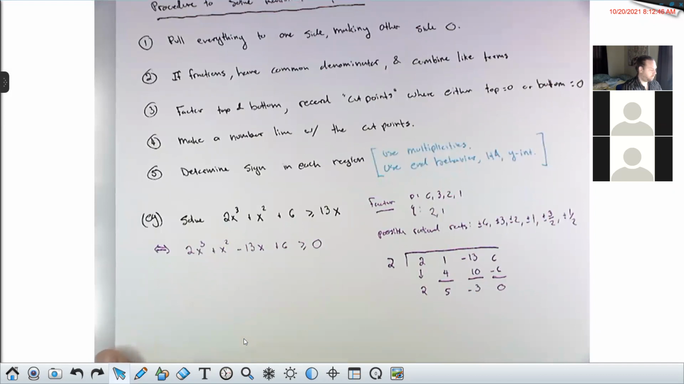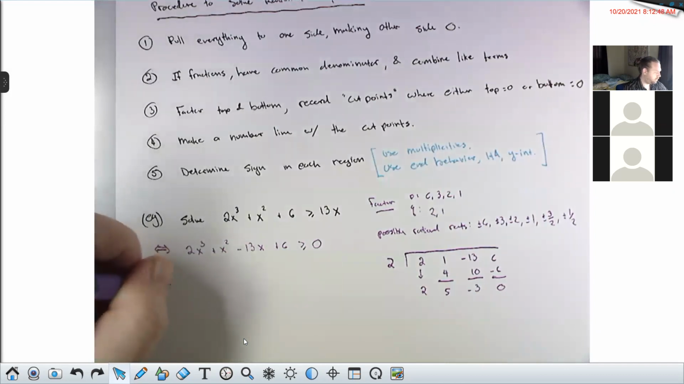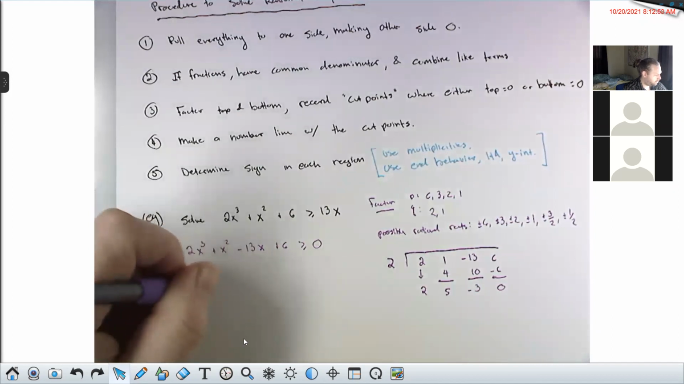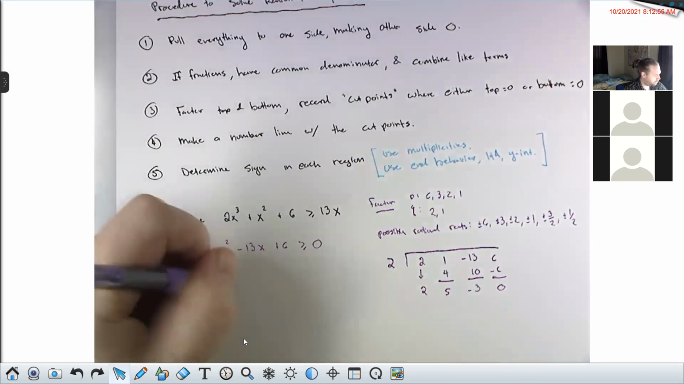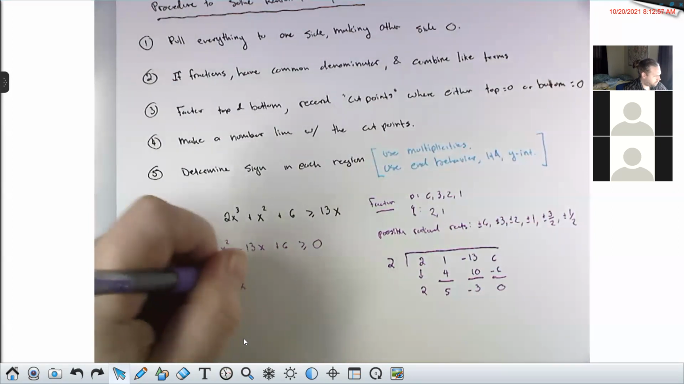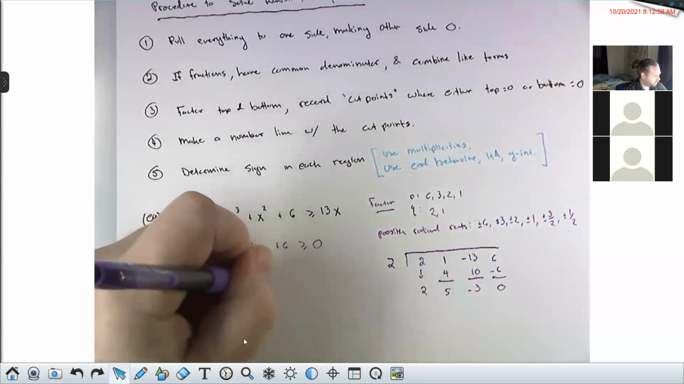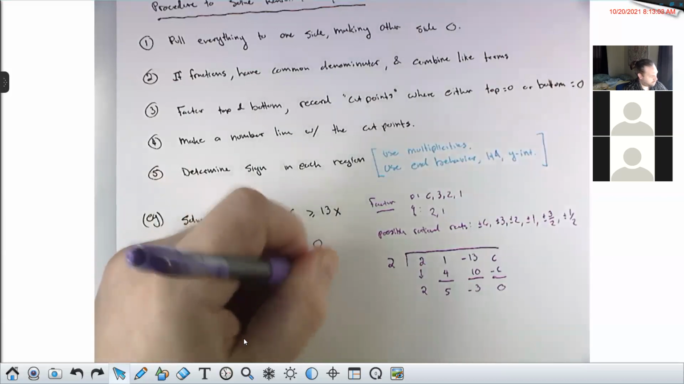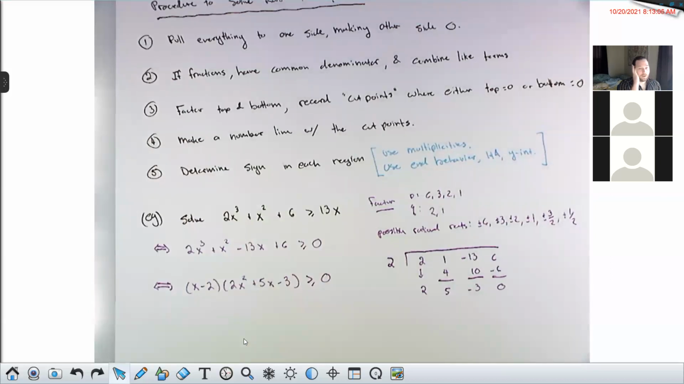So what do I learn here? My polynomial is x minus 2 times 2x squared plus 5x minus 3. So all of that is greater than or equal to 0. And then we still have to factor this quadratic, 2x squared plus 5x minus 3.